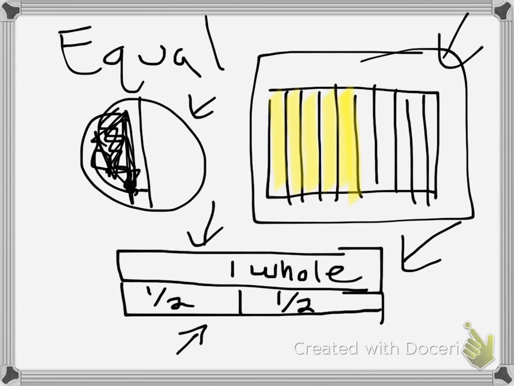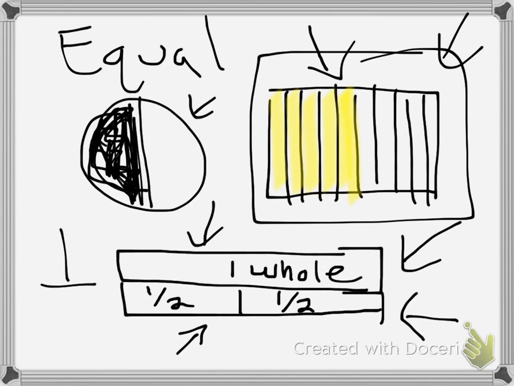Alright, so if you look at the circle, clearly half of the circle is colored in black. If you look at the rectangle tens box, you can see that 5 out of the 10 are highlighted yellow. And if you look down at the fraction bars, you can see that there's that whole on top, and then 2 halves make one whole. Each of these are equal or equivalent forms of the same thing: 1 half.